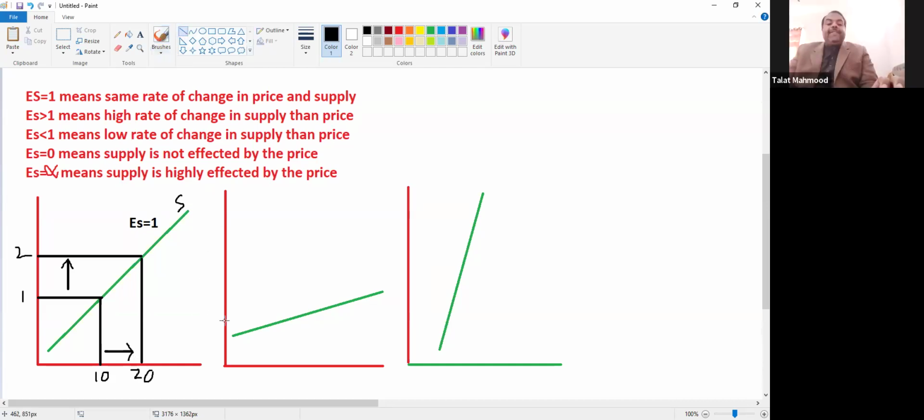So now here we see that price is at this point P1.